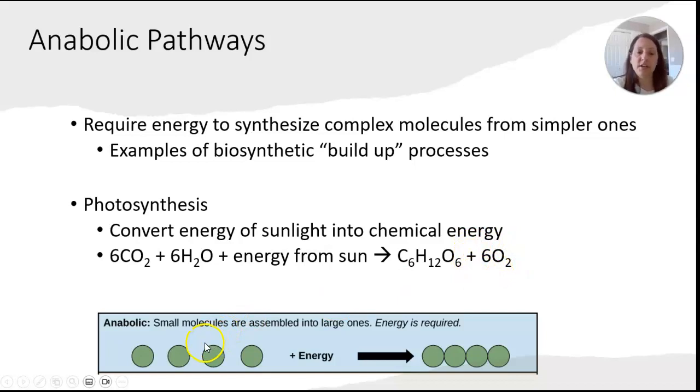And so down here in this figure, you can see there's small molecule number 1, 2, 3, and 4. We add energy to this equation, and we end up putting those individual atoms or molecules together to form a larger molecule. So we're building up a larger molecule from smaller ones. And again, this is going to require the input of energy. Okay, it also requires enzymes, don't forget.